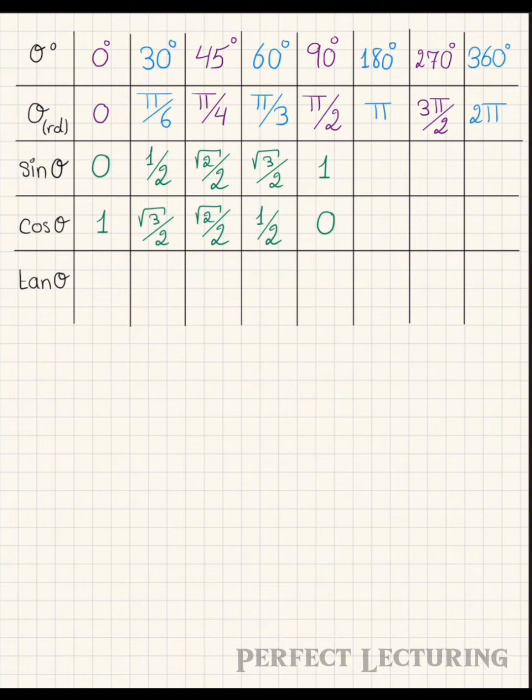Now what about the other three angles? First of all, 360 degrees is equivalent to 0 degrees, and this means sine of 360 and cosine of 360 will have the same answer as sine of 0 and cosine of 0 respectively.